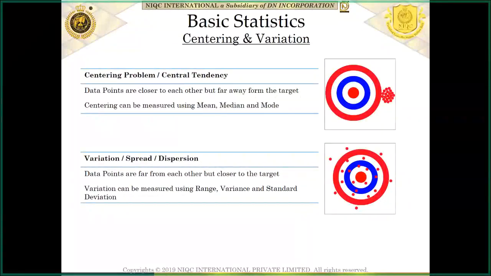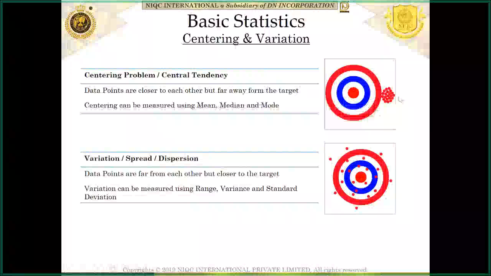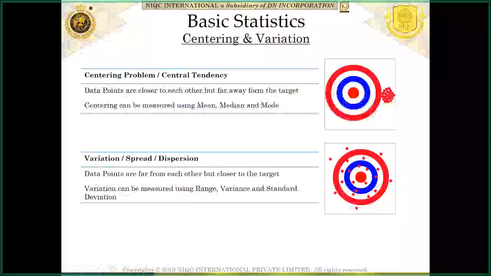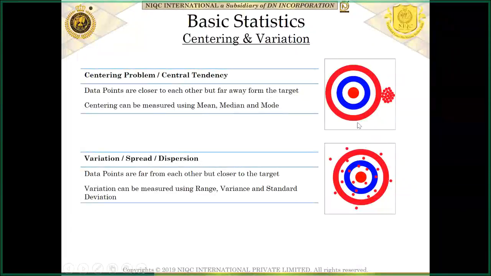The first part is called centering, also known as centeredness or central tendency. It means all your data points, all your performance, are very close together, but you're not hitting the target. Second is called variation, wherein this is the target, and all the time you're far, there is a difference between data points. These are two different problems. One is centering, the second is variation. Let me give you a numerical example with centering.